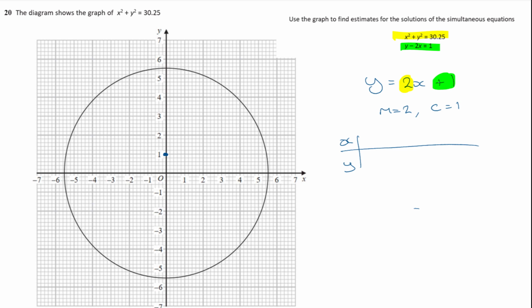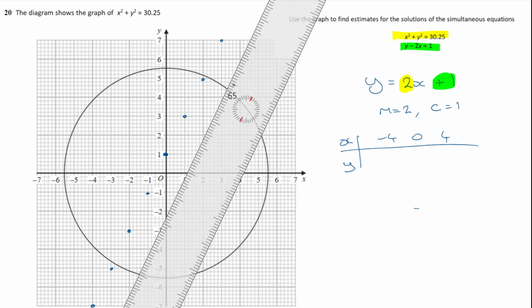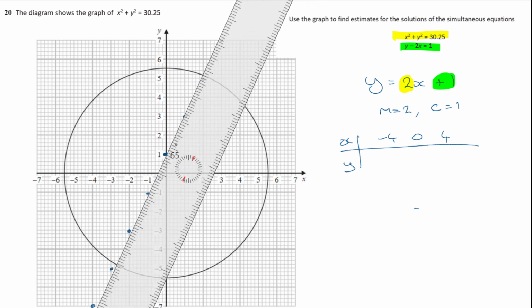So for every 1 unit along, I'm going to go 2 units up, 1 along, 2 up, 1 along, 2 up. In the other direction, 1 to the left, 2 down, 1 to the left, 2 down, 1 to the left, 2 down, 1 to the left, 2 down. Okay, I find that a whole lot quicker than drawing a table of values and plotting them. If you like that method, you can use it too. If you don't, just pick some values. You could pick -4, 0, 4 and so on, work them all out and plot them if you want to do it the long way, or just try this way, it's quick.